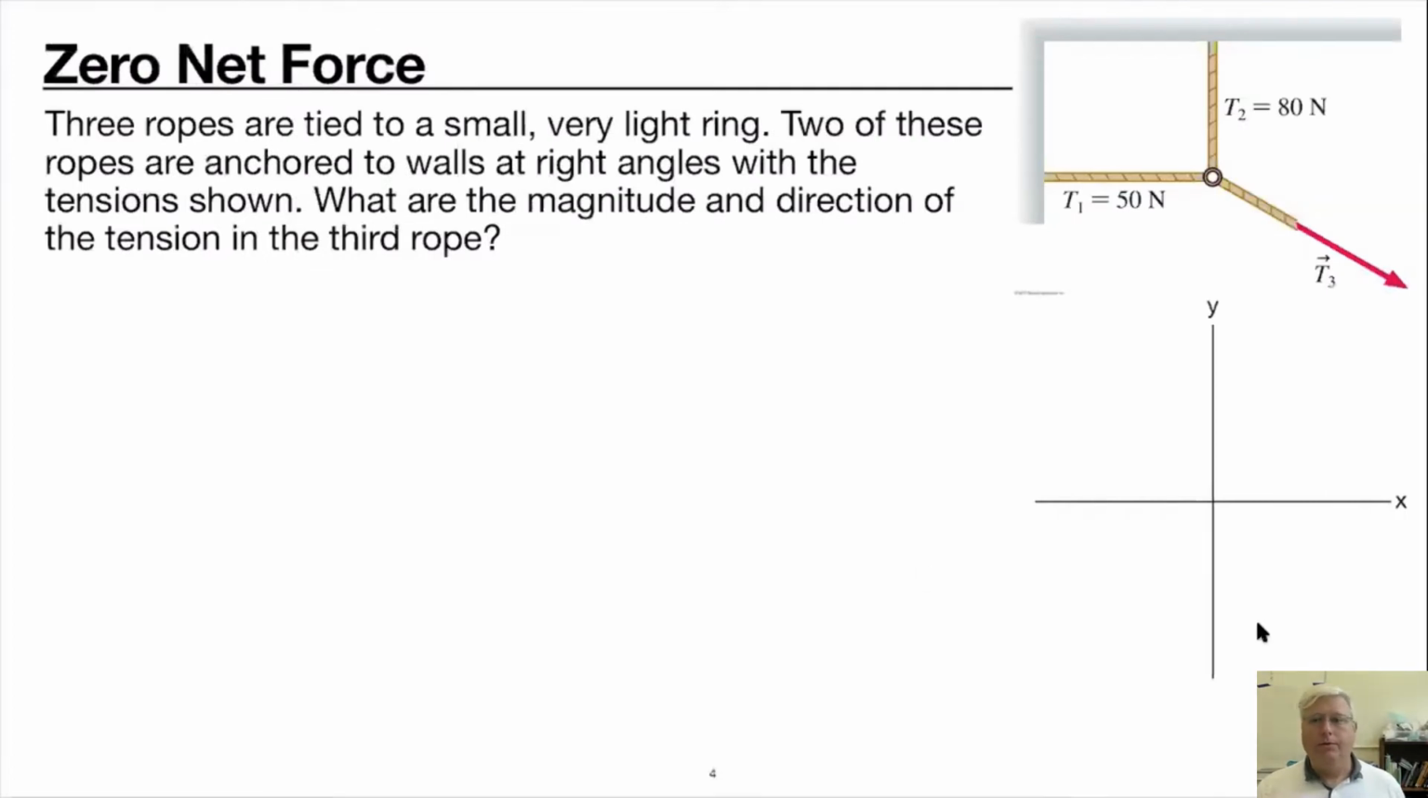All right, so in here we have a question. We have 3 ropes that are tied to a very light ring. So we have rope 1, 2, 3, and then a ring in the middle. 2 of these ropes are anchored to walls at right angles with the tension shown. So rope 1's anchored to the wall on the left here. Rope 2 is anchored to the ceiling, I guess. And so we want to know, what are the magnitude and direction of the tension in the 3rd rope. So we are able to figure that out with the information given.